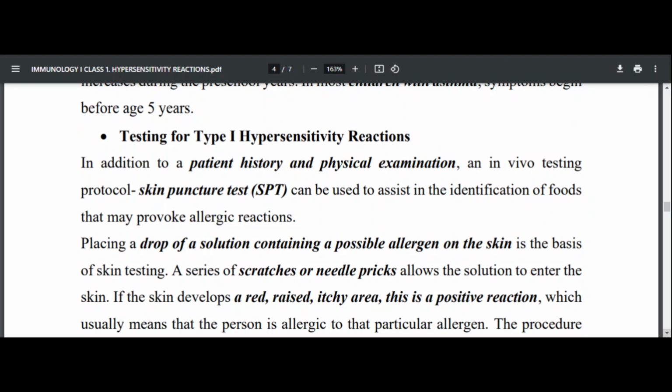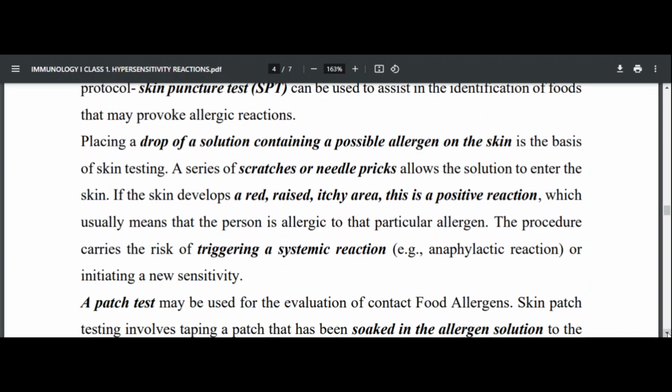And sometimes, within some period of time, you are going to see redness and a raised itchy area, which of course indicates a positive reaction of this hypersensitivity. But this is also another serious problem, because it carries serious risk, especially triggering a systemic reaction.